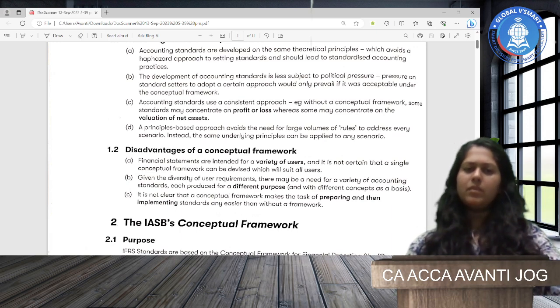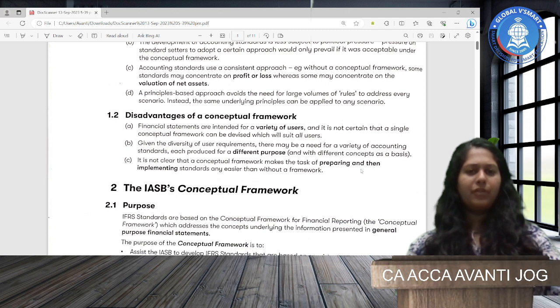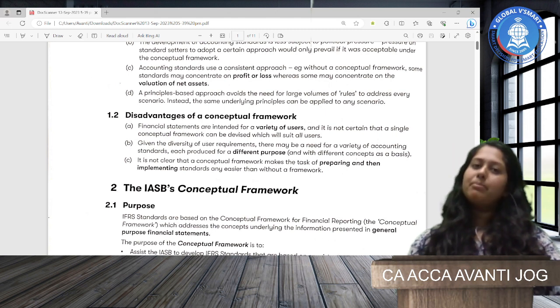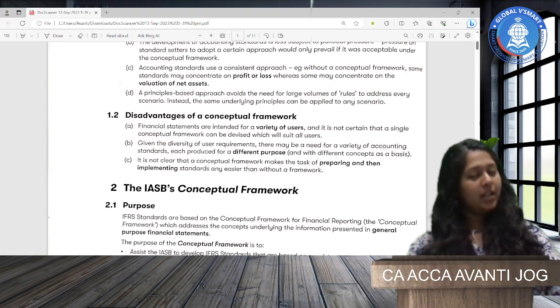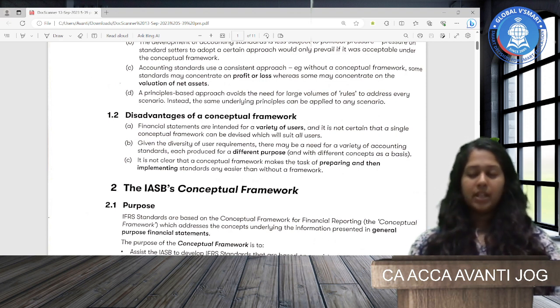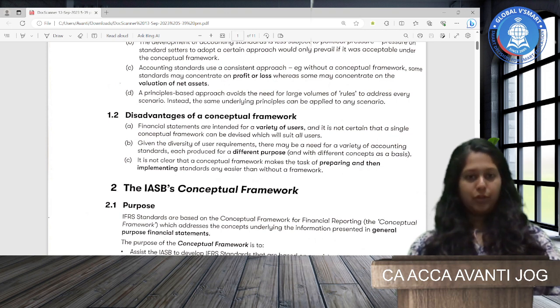Correct. What are the drawbacks of conceptual framework? Financial statements are intended for a variety of users, and it is not certain that a single conceptual framework can be designed for all users. There are many areas where the conceptual framework has still not been able to develop good accounting standards, like artificial intelligence, value of human resources, cryptocurrency, etc.